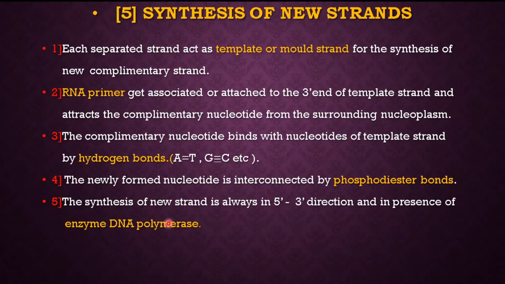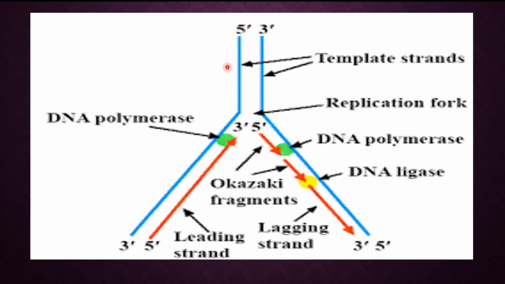Now we'll proceed towards the fifth step, that is synthesis of new strands. How does the formation of the new strand take place? What is the first point here? Each separated strand acts as a template strand for the synthesis of a new complementary strand. Means what? This blue color part, each separated strand acts as a template strand. Template means the strand on which the new strand is going to be synthesized. So that older strand where the new strand is going to be synthesized is called the template strand.